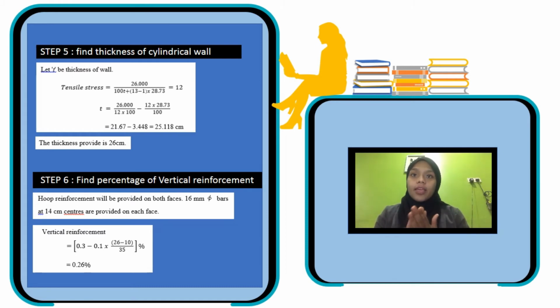Okay, so the last step is to find the percentage of vertical reinforcement. Okay, so hoop reinforcement will be provided on both faces. 16 mm diameter bars at 14 cm centers are provided on each face. So the vertical reinforcement will be 0.26%.